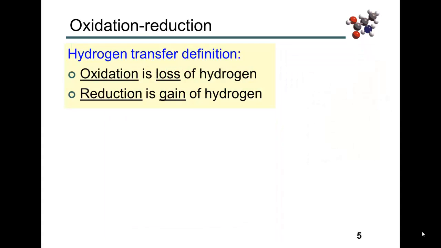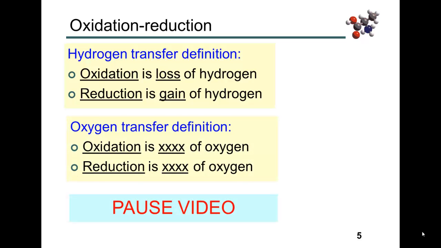Another way of describing redox processes is to decide whether a compound, or often an element within that compound such as carbon, gains or loses hydrogen. Now, this is probably a bit easier to spot than the electron transfer definition. The definition of hydrogen transfer is there. Oxidation is loss of hydrogen, reduction is gain of hydrogen. We can also think of this in terms of loss or gain of oxygen. So pause the video and have a think about how to fill the gaps in the definition for oxygen transfer.